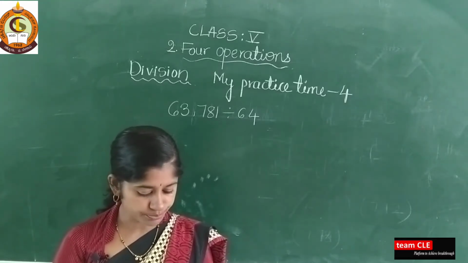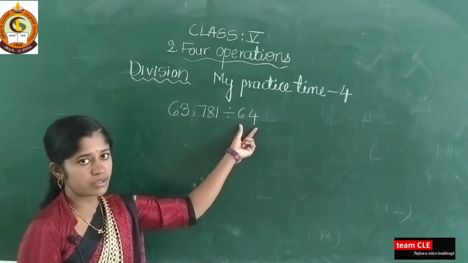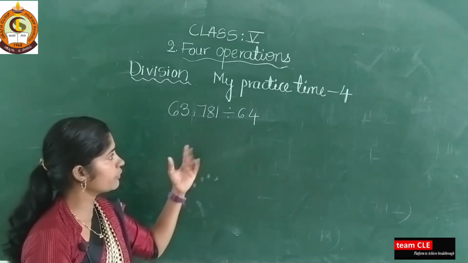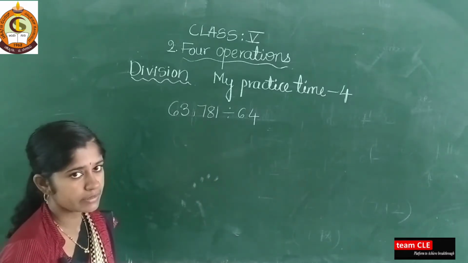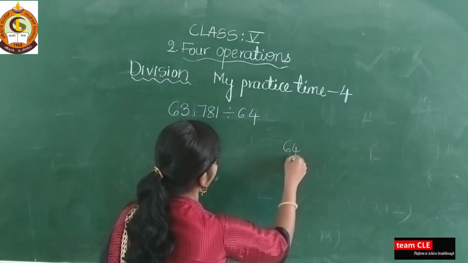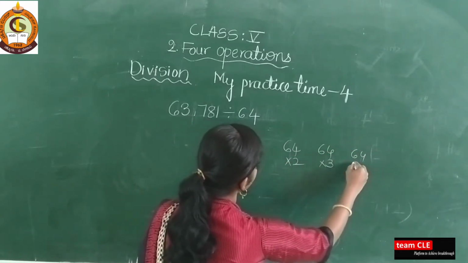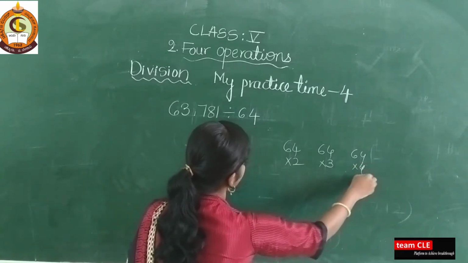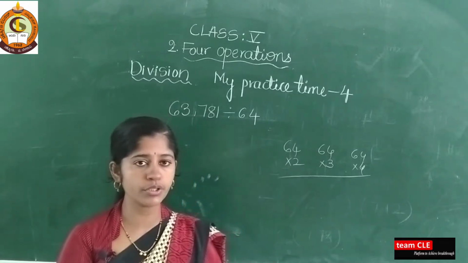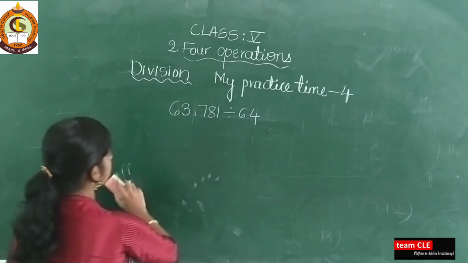Okay, so here I took one example, but here the divisor is a 2-digit number. You know the 2 ones table, 2 tens are 20. But if you don't know the 64 ones table, how to solve this example? See here, by multiplying 64 into 2, 64 into 3, 64 into 5, by multiplying with 2, 3, 4, 5, 6, we will get the tables of 64. This also you have to know, then only you are going to solve this example.